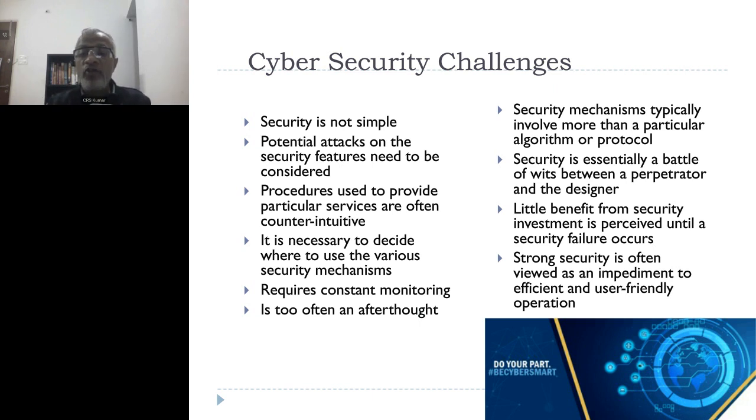So security is essentially a battle of wits between the perpetrator and the designer. The challenge is that attackers are coming out with new, novel ways of attacking the systems, and defenders are realizing the vulnerabilities and covering them. The attackers try to get ahead with new techniques of attack, so it is always looping. Each of the attacker and defender is trying to be one step ahead, and in that regard, it is also leading to the growth in the cybersecurity domain.